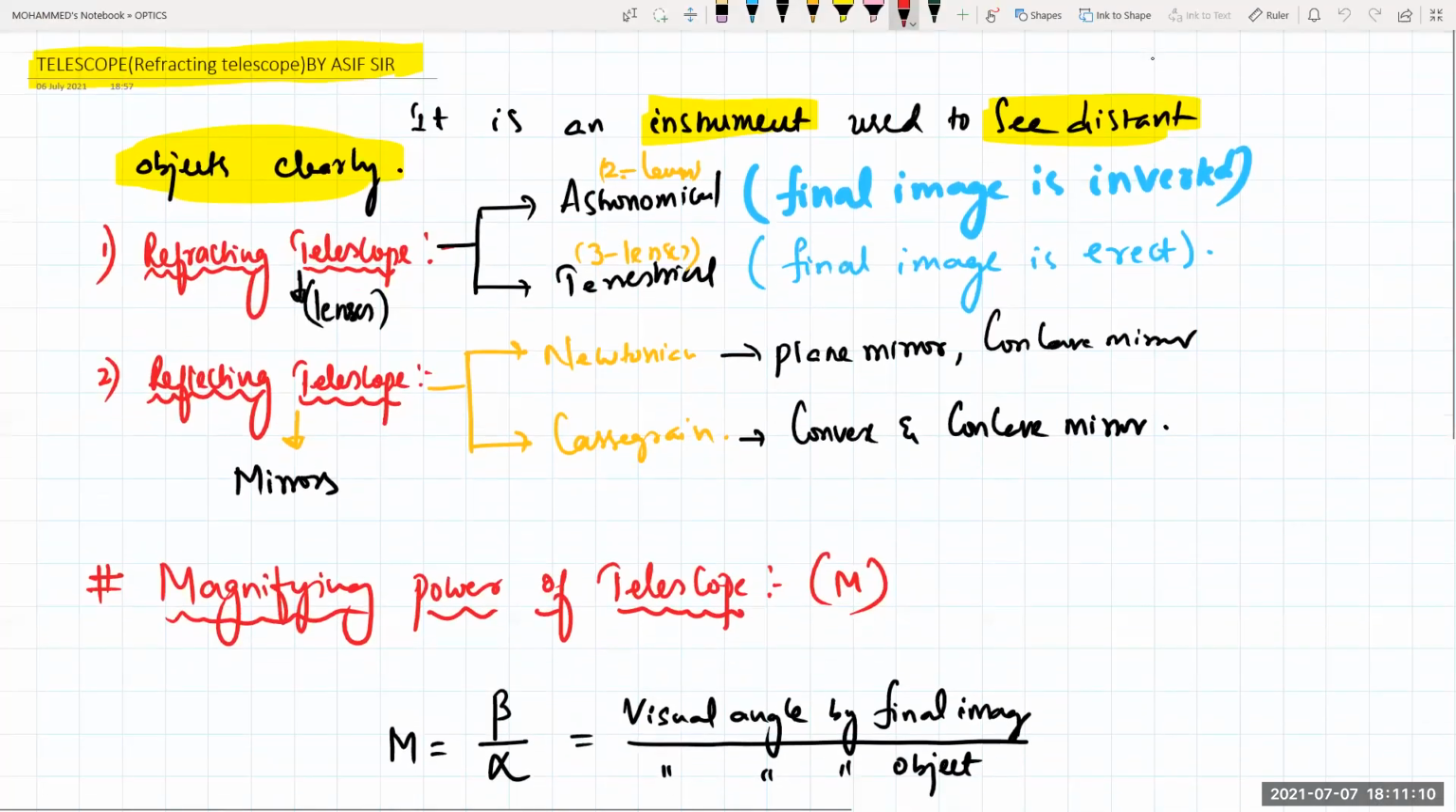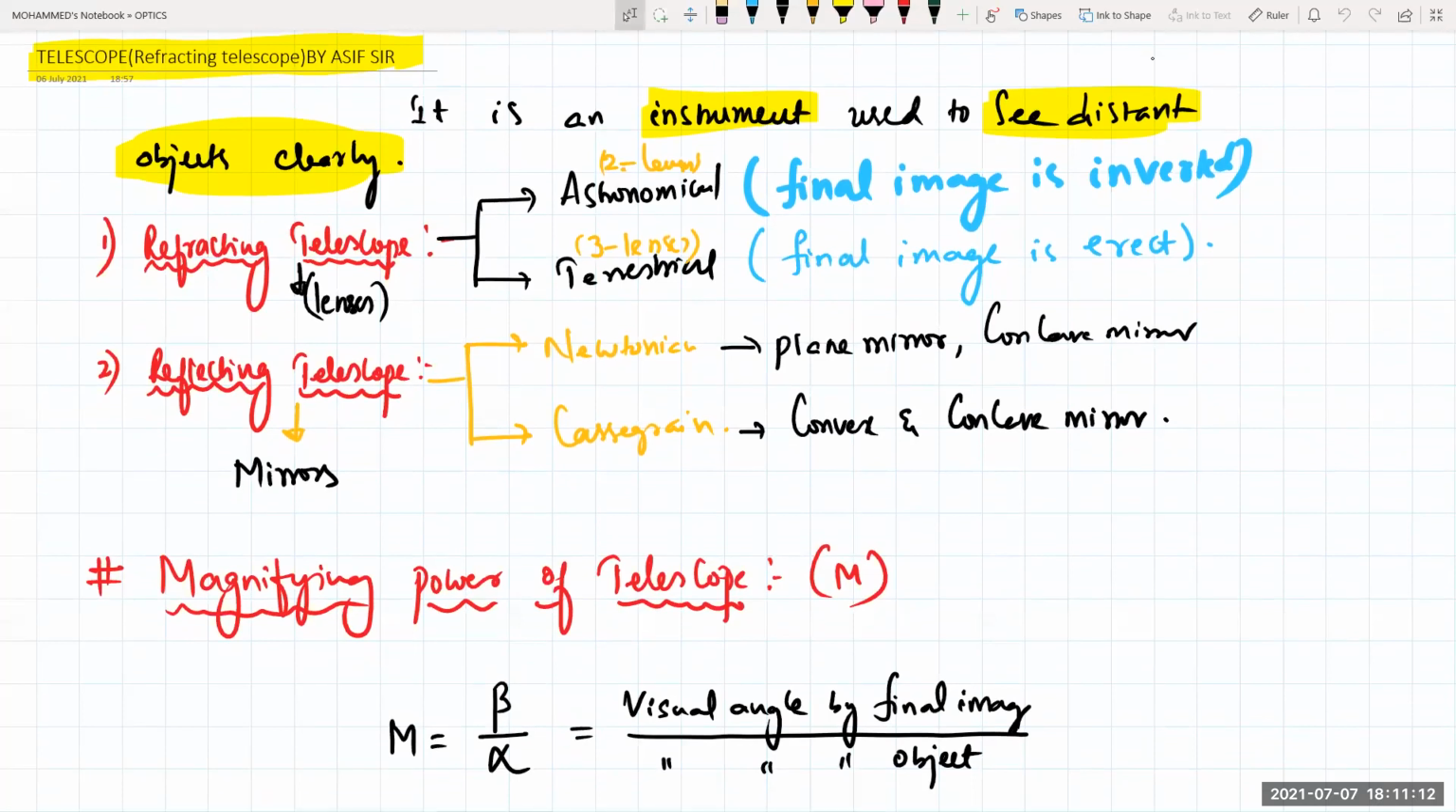Sure. So today we just started with the telescope, beta. What is the telescope I told you? It is an instrument which is used to see what? Distant objects. Yes, sir. So there are two different types of telescopes, beta. What are they? One is the refracting telescope, another is the reflecting telescope.